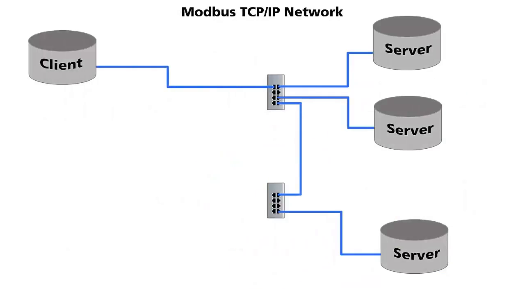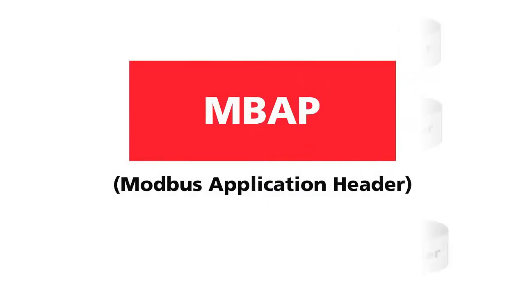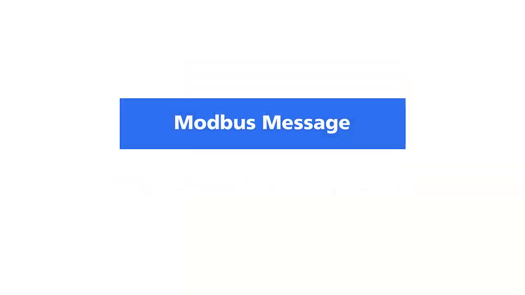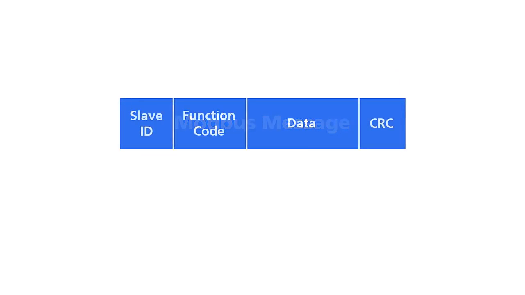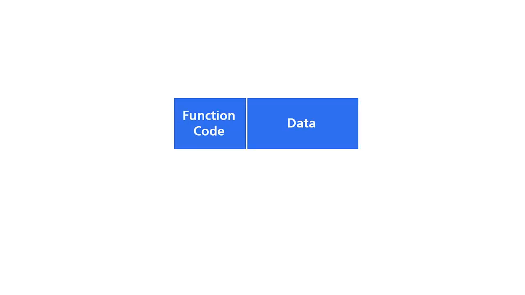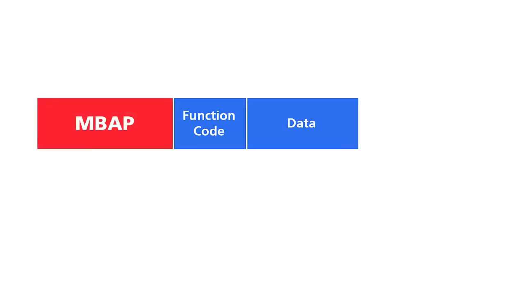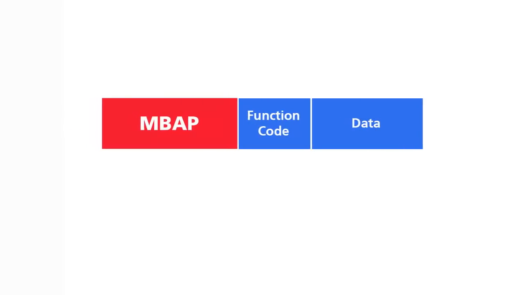Modbus over Ethernet operates exactly like it sounds. Modbus devices use regular Ethernet cables and switches to communicate with each other. The big difference with Modbus TCP/IP is that an MBAP header, or Modbus application header, is added to the start of each message. The slave ID at the beginning of the message is removed, as well as the cyclic redundancy check at the end. The MBAP header contains all the identifying information needed to route the data to the addressed device.